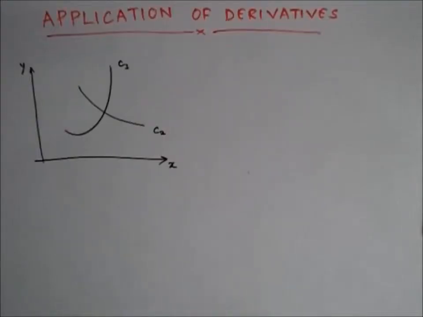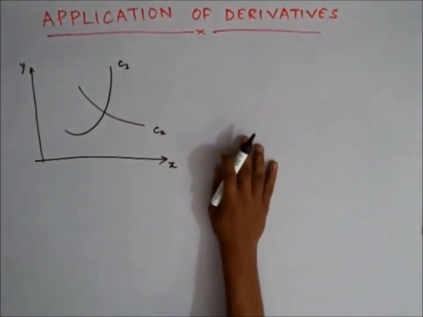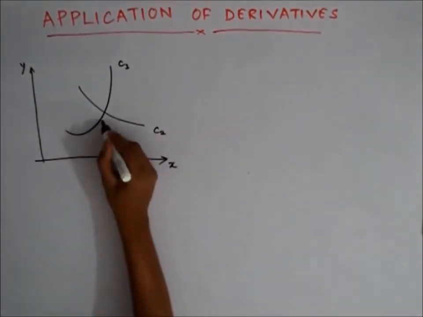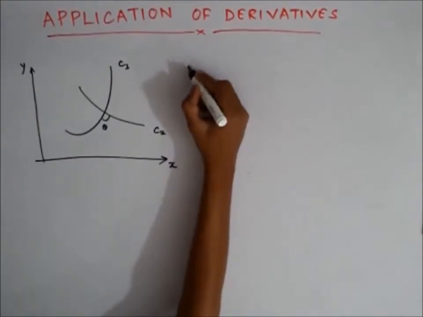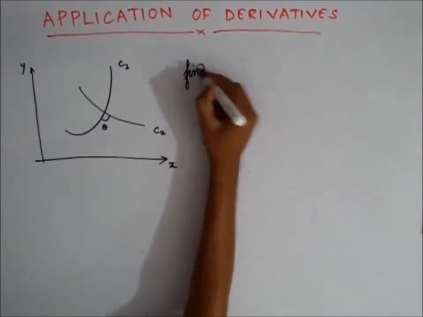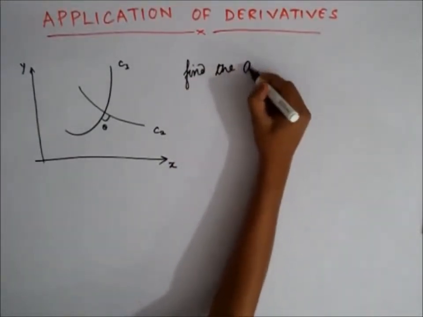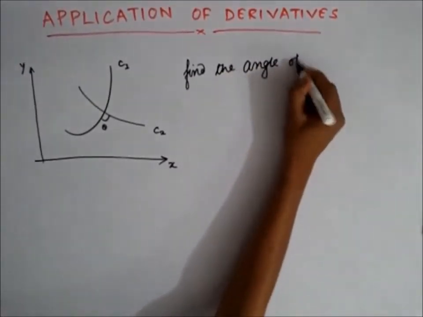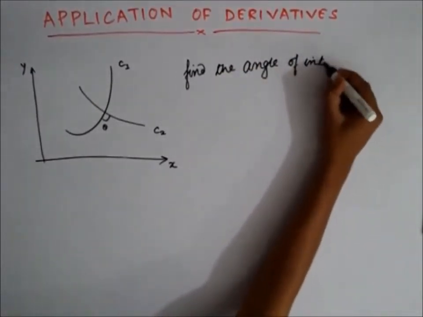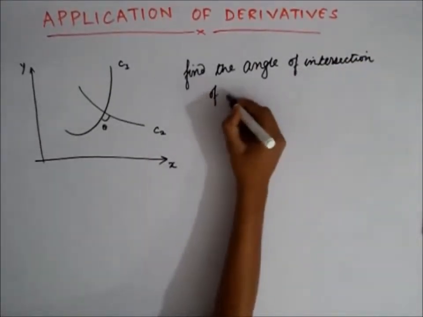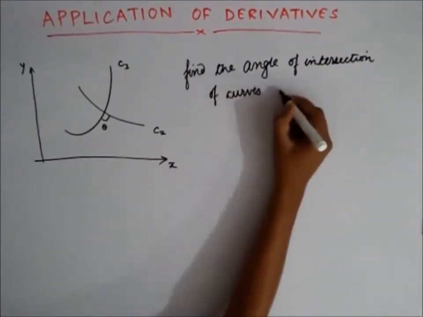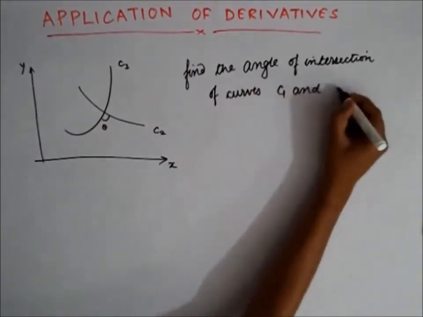So we're discussing application of derivatives. Let's say we have two curves C1 and C2, and we are asked to find the angle of intersection of these two curves. So my question is, find the angle of intersection of curves C1 and C2.